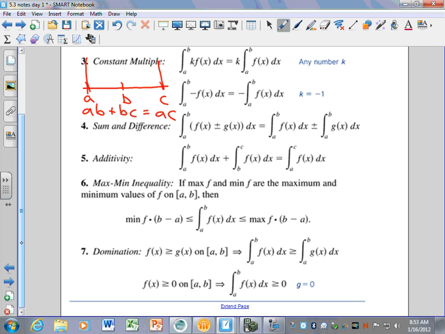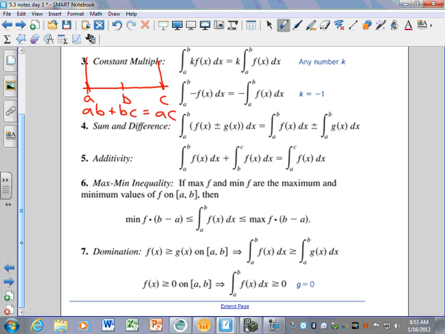Max-min inequality. I think the best example of this is when we just actually do one with numbers. But if they ask you to find about the maximum and minimum of an integral, they say that the integral itself from a to b is always going to be in between the minimum of the function and the maximum of the function over that same interval. We'll come back to that one in a minute.